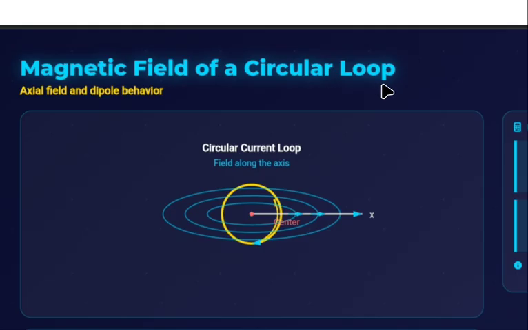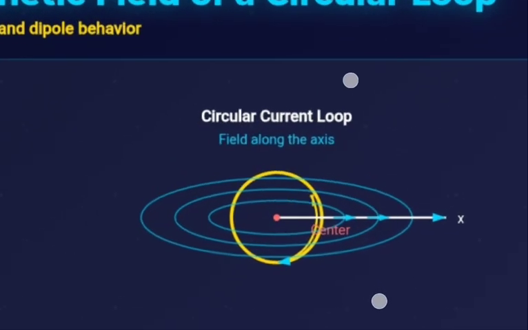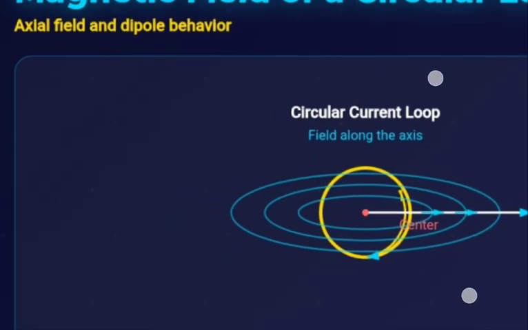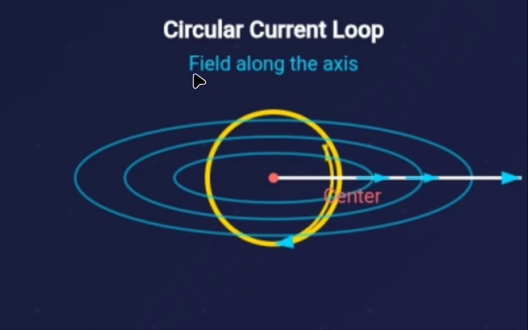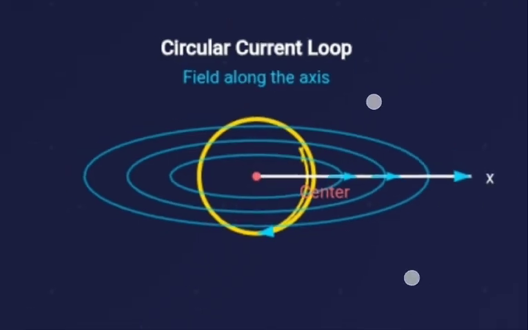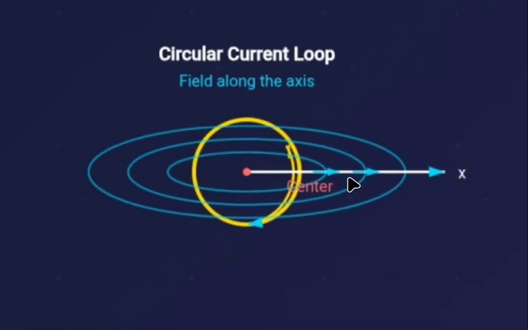Magnetic field of a circular loop. This is a circular loop. Circular current carrying loop. So current is moving in the clockwise direction and field is along the x-axis. Current I here, field B in this direction.